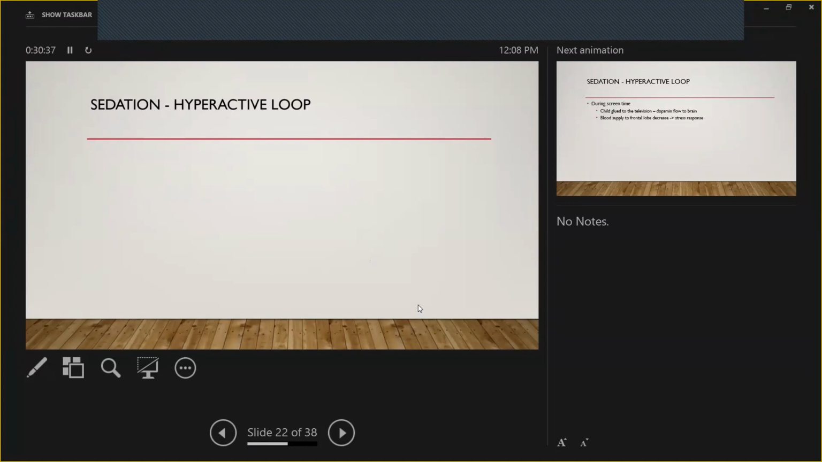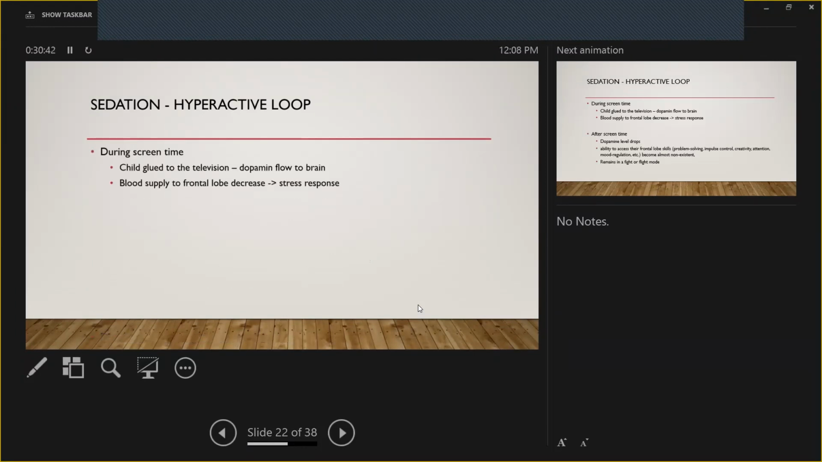That is called the sedation hyperactive loop. Now let's see what happens. When a child is glued to the television, dopamine will flow to the brain and blood supply to the frontal lobe will be reduced. When the frontal lobe blood supply is reduced, you get an activated stress response.